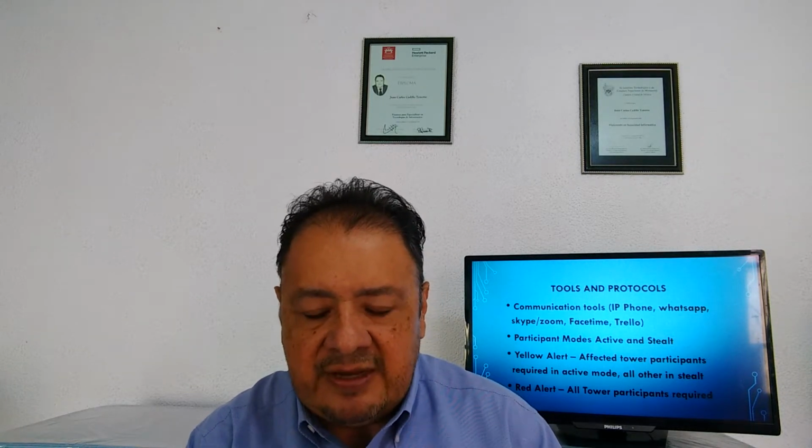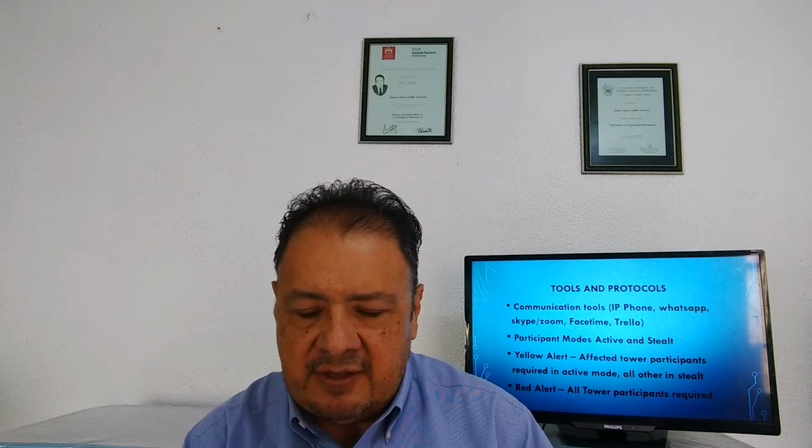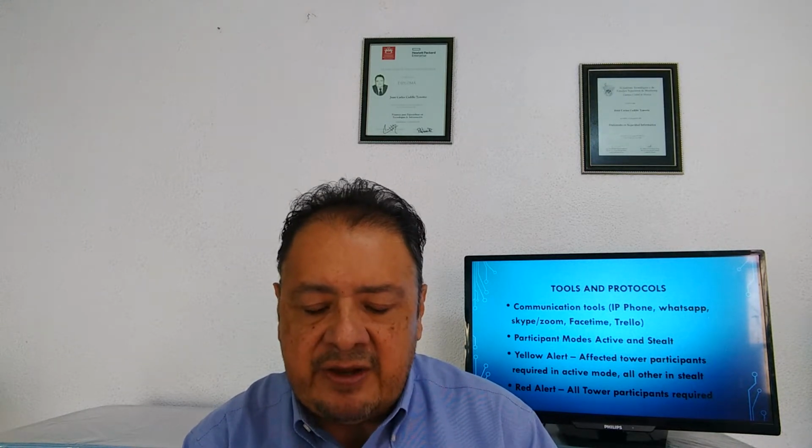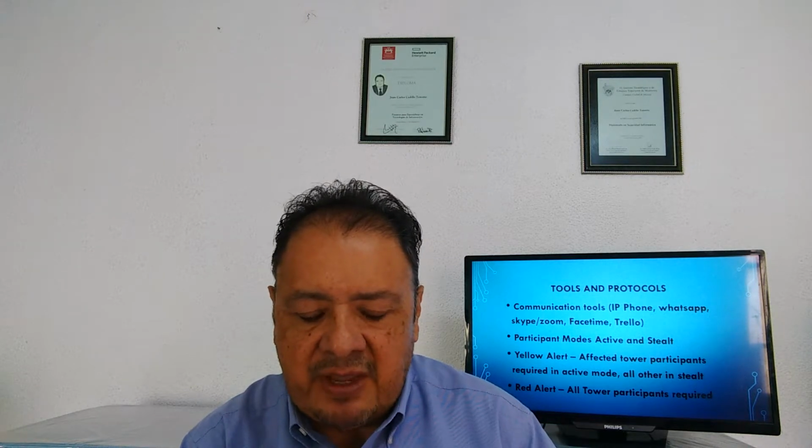The participant modes. There are two ways to participate in a SWAT team: active mode and stealth mode, and it depends on the color of the alert. There must be two levels of alerts: yellow alert and red alert. I will explain each one.